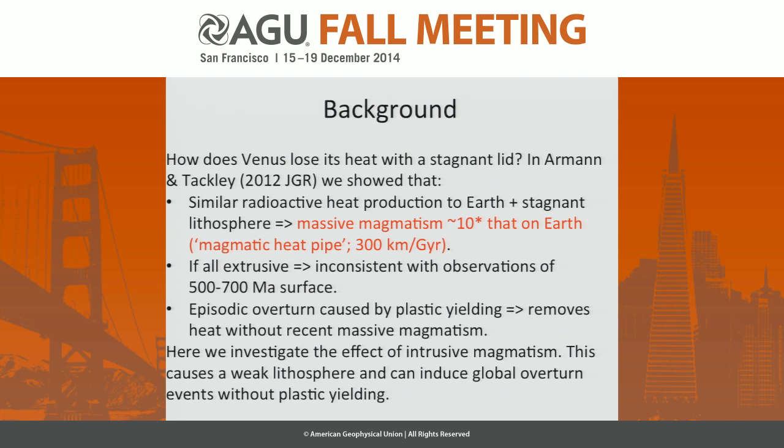So we were running models of Venus a few years ago and published a paper in 2012. In those papers, some of the models had a stagnant lid through the whole evolution. Some of them had episodic overturn caused by plastic yielding. The ones with a stagnant lid through the whole evolution, assuming a chondritic abundance of heat-producing elements, basically lost their heat by massive magmatism.